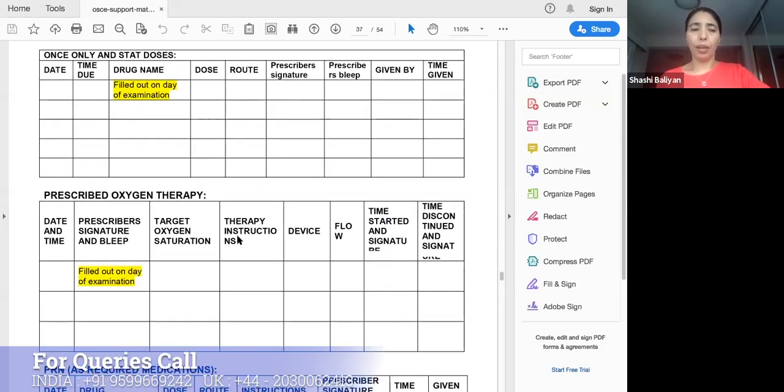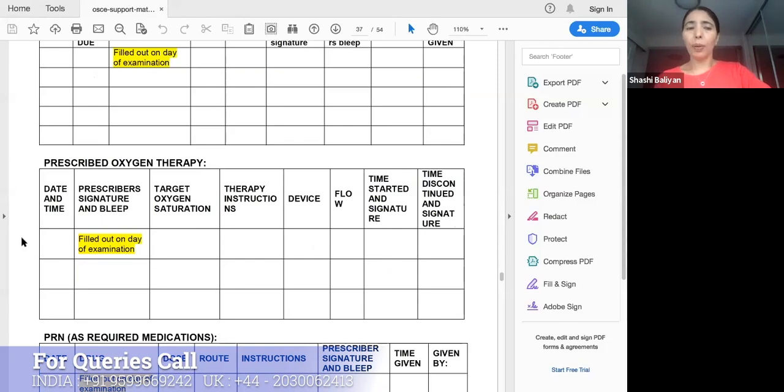So it is very important that you take notice of what is there on the stat dose. Then there is oxygen therapy. Sometimes they would say that oxygen therapy has been started, but in the notes it is written that if the oxygen saturations are more than 96%, then you can stop it. So if you have done your observations and you find that it is more than 96%, then you can stop it and you can write it over here.